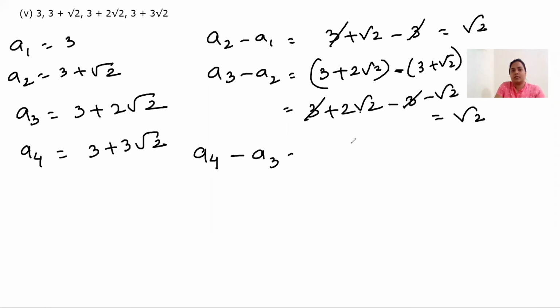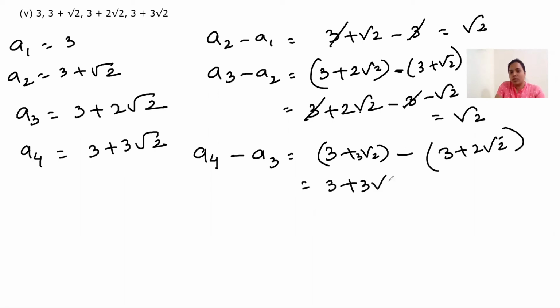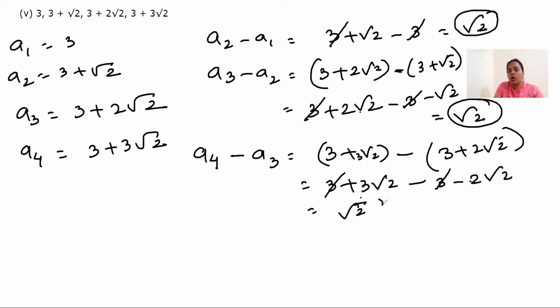A4 minus A3 is equal to 3 plus 3 root 2 minus, again in the bracket, 3 plus 2 root 2. Signs will change: minus 3 minus 2 root 2. 3 and 3 will get cancelled. Now 3 root 2 minus 2 root 2: 3 minus 2 is 1, and root 2 will be written as it is. So it is root 2. So we have the same difference, root 2, and root 2. So it's an AP.